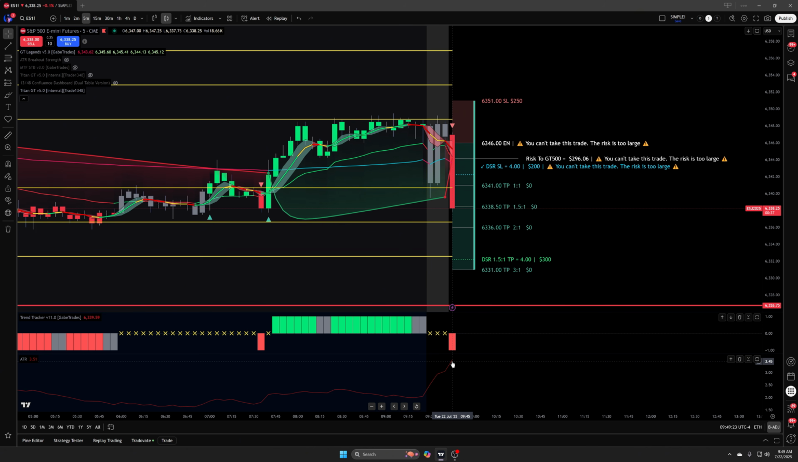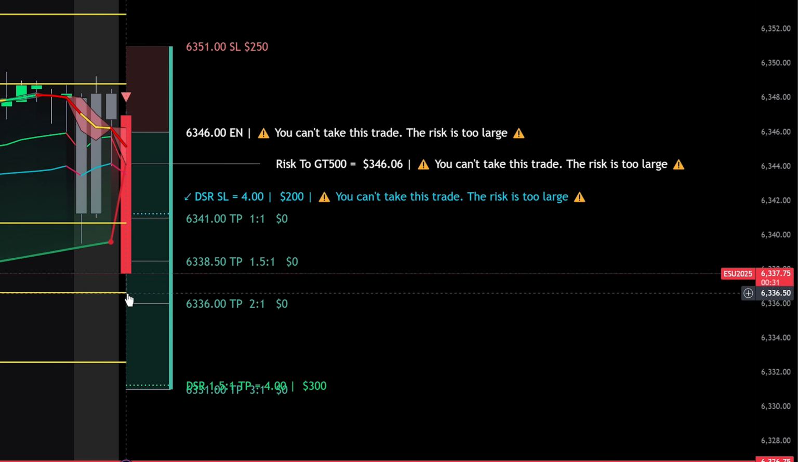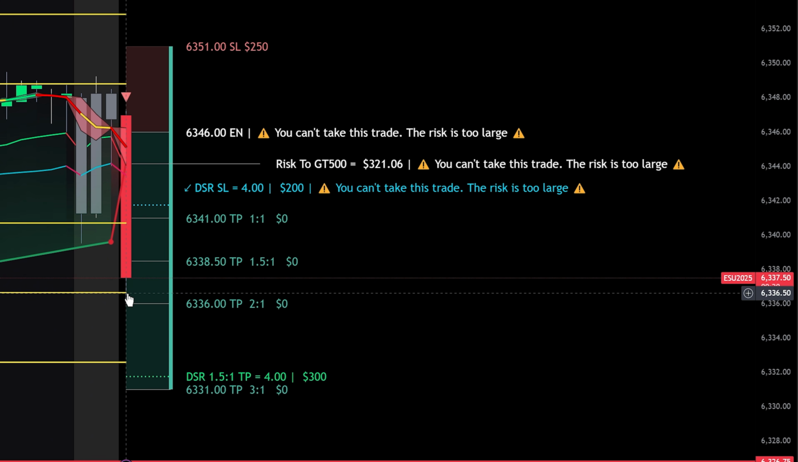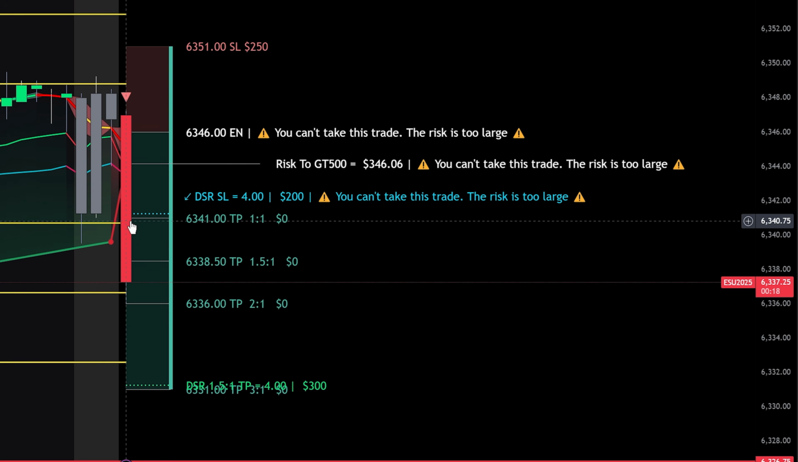If I were to set a stop, should I enter here? I would enter, let's say, at a break of the level, and my stop would be 3.63 points. So at the level, we have 6336, and then we add 3.63 points. Let's just say 4 points. And that brings us to about right here.